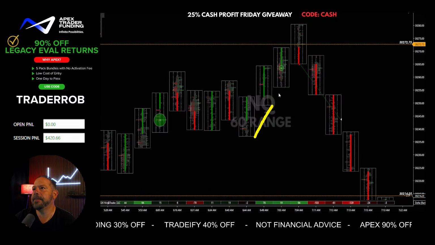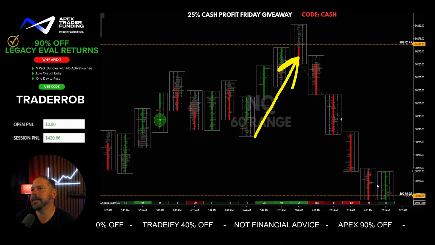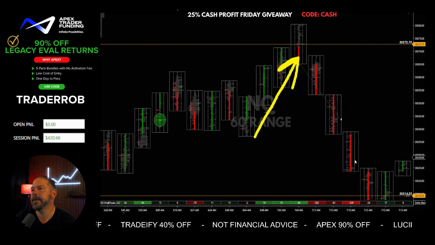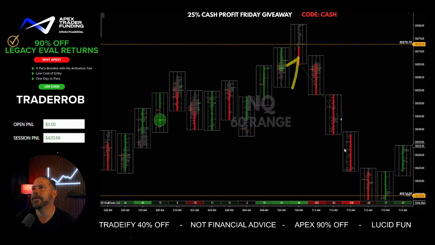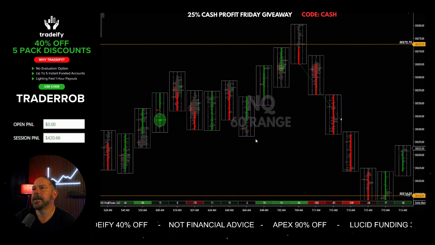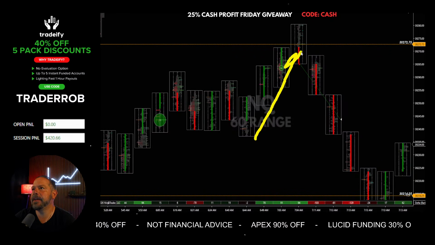You know, nice price action here. Left some money on the table, of course. Could have probably banked a little bit more on that one. But very clean price action to the upside.